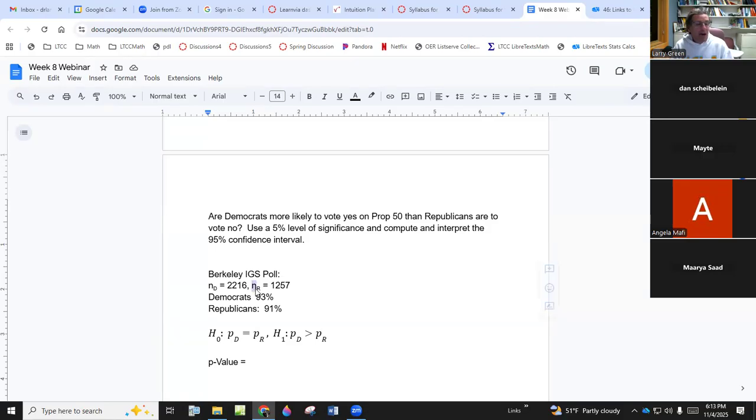And then NR, the number of Republicans they surveyed, were 1,257. Okay, which makes sense actually because California has a lot more Democrats than Republicans. And what they found is amongst the Democrats that they surveyed, 93% of them said that they were going to vote yes on Prop 50. And for the Republicans they surveyed, 91% said they were going to vote no on Prop 50.